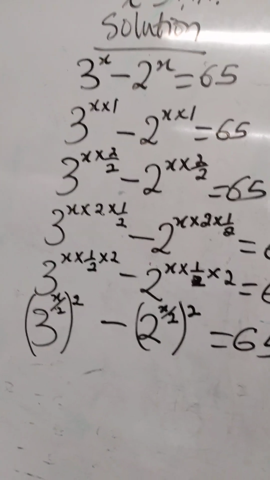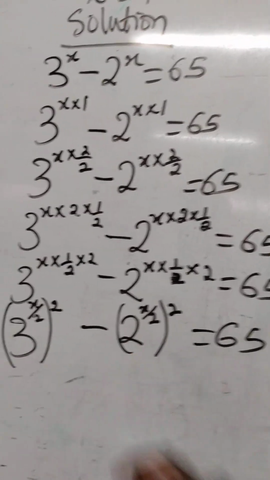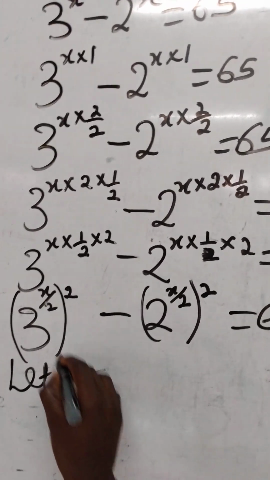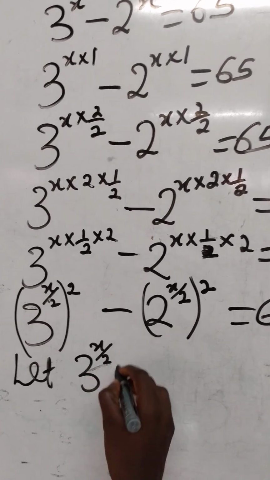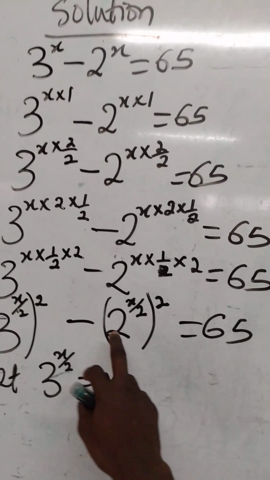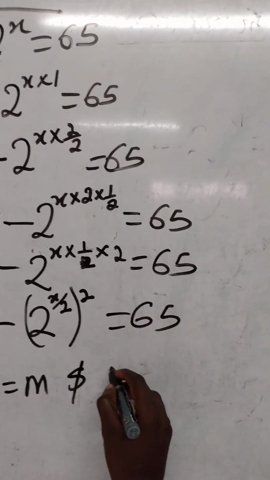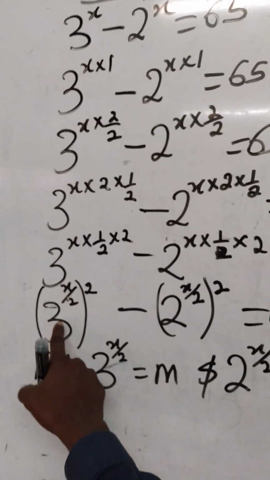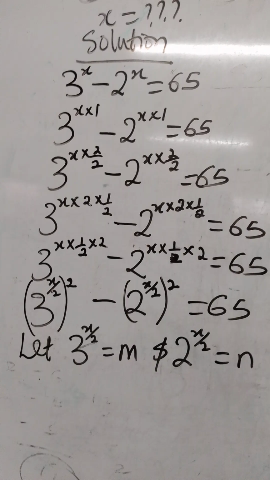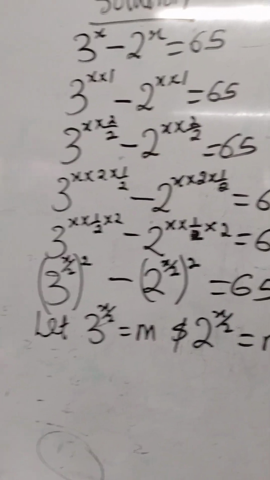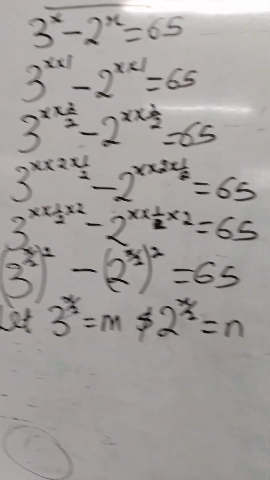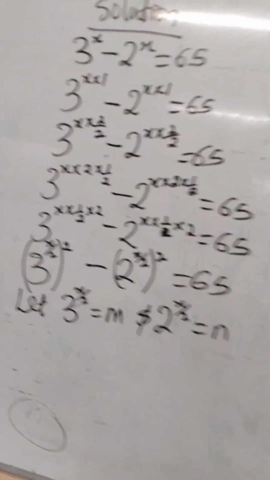Now let's replace this component and this component by different alphabets of our choice. So let 3 raised to the power s over 2 be m, because this is different from this, and 2 raised to the power of s over 2 be n. So we have replaced this and this with different alphabets of our choice. You can use x and y, you can use a and b, you can use p and q. So I just have to use m and what? N. Alright, now can we now substitute?